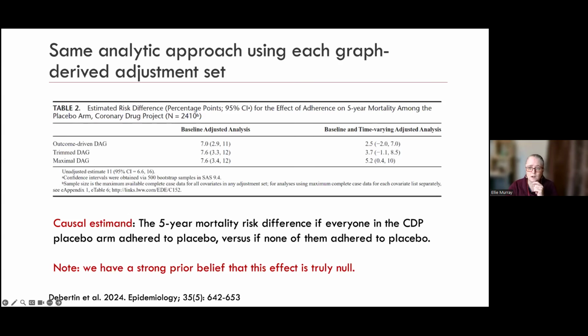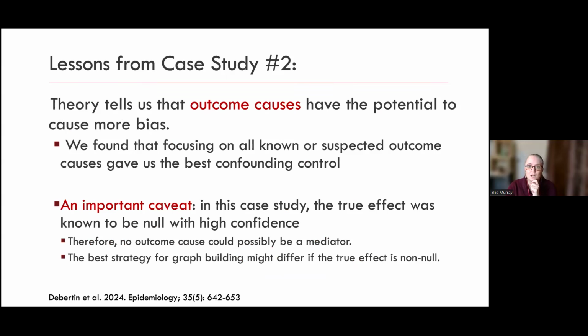We get results compatible with the null from the outcome-driven and the trimmed DAG, but not from the maximal DAG. The bottom line of this case study was that theory tells us that outcome causes have the potential to cause more bias. And we did find that focusing on things that are known or suspected outcome causes gave us the best confounding control in this study. But an important caveat here is that this is a study where we very much believe that there is no true effect.